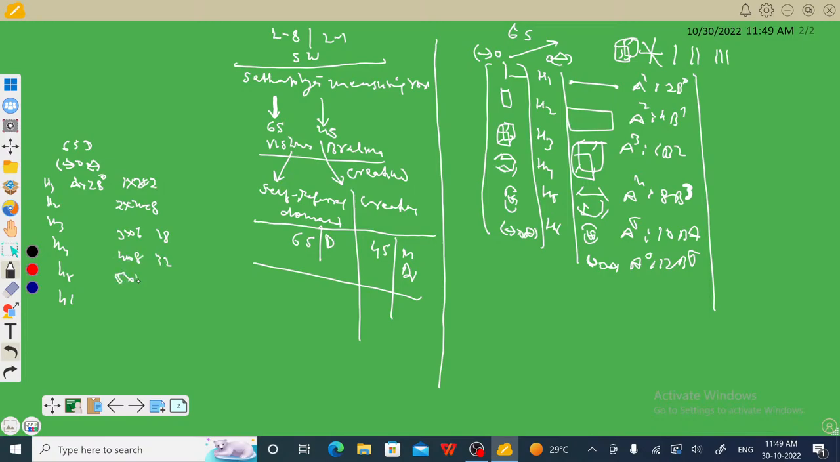Next will be 50. And finally, we will be having 72 coordinates. Now see, this 8 is 2 plus 6. 18 is 2 plus 6 plus 10. 32 is 2 plus 6 plus 10 plus 14. Then we are having 2 plus 6 plus 10 plus 14 plus 18. And finally, we are getting 2 plus 6 plus 10 plus 14 plus 18 plus 22.